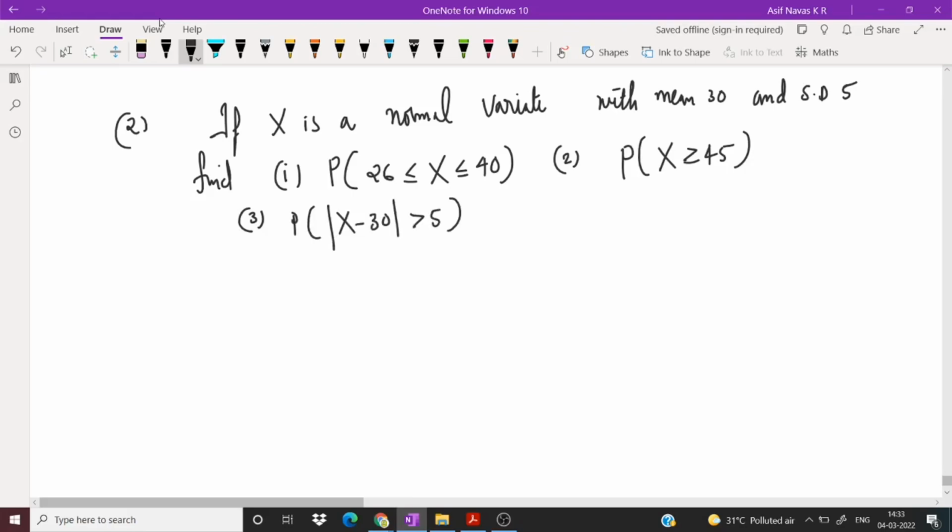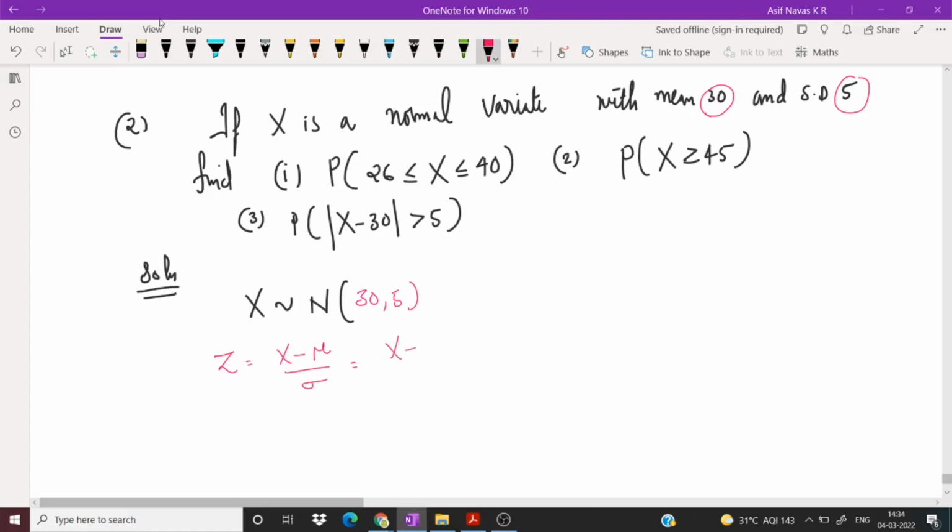So now we have to find the probability of this, and we are given that x follows normal, mean is 30 and standard deviation is 5. Then we know that if x follows normal, then z equals x minus mu divided by sigma, that is x minus 30 divided by 5, follows normal 0, 1.